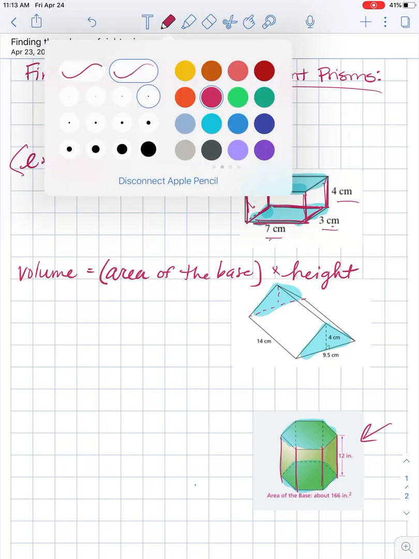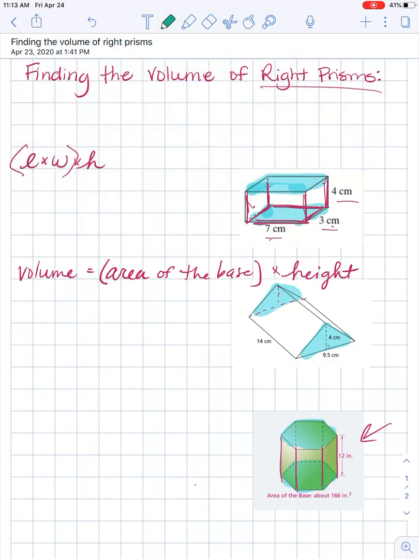So let's do a few examples together here. In this case, length times width, 7 times 3 is 21, and then times our height, 21 times 4 is 84 centimeters, and we're talking volume, so cubed, 84 centimeters cubed. So that's exactly what we did last week, just slightly different.